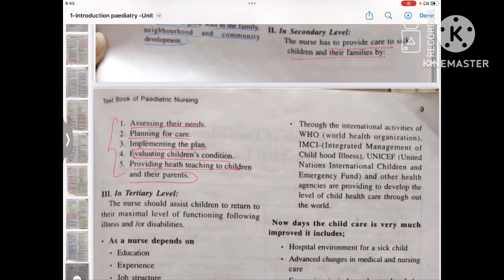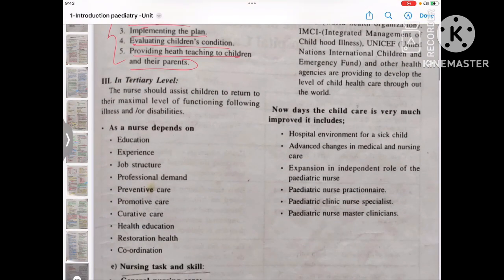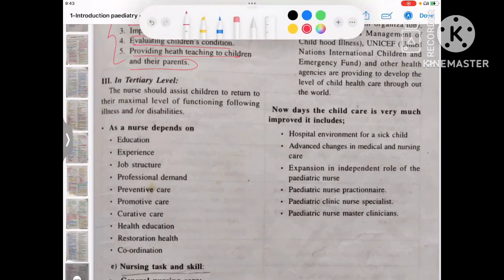Next, move to the tertiary level. In the tertiary level, the nurse should assist the children to return to their maximal level of functioning following illness and disabilities. Already the child was sick, right? So now it is okay. It has come back to normal life. Return to health and maximal level of functioning following illness and disabilities is how the baby or children will function in their daily activities or routines.